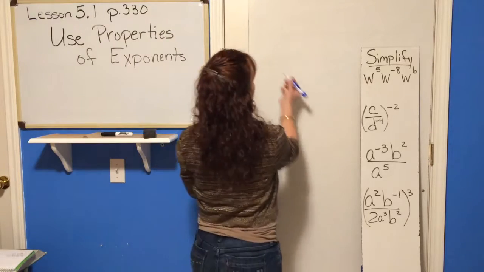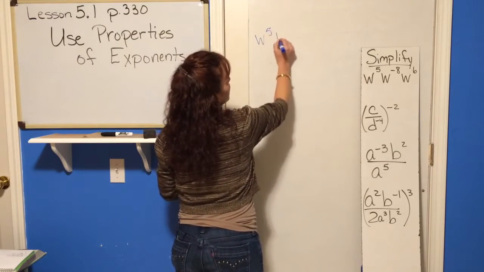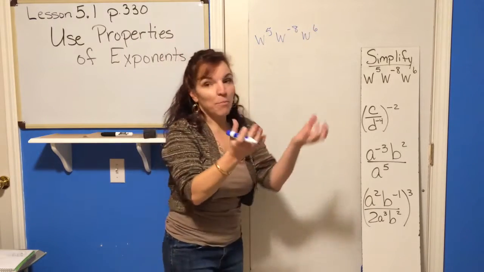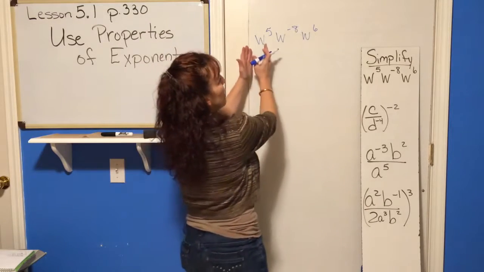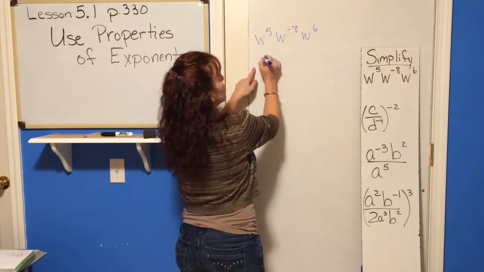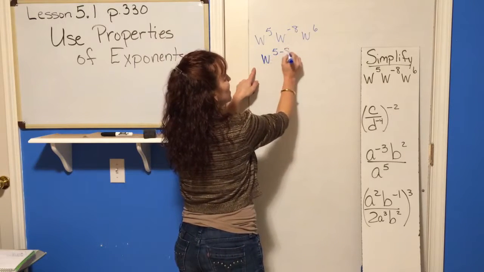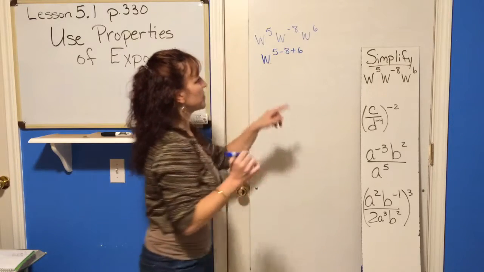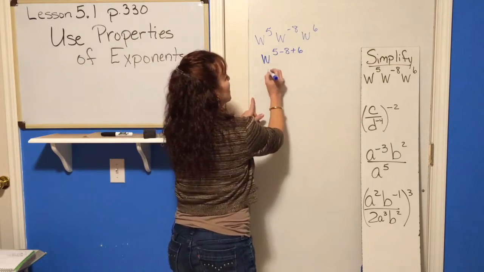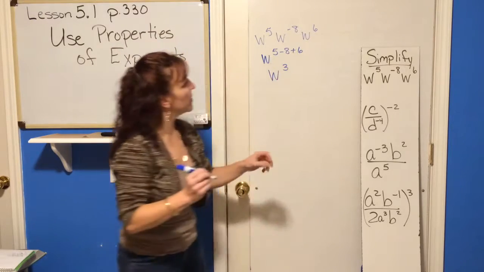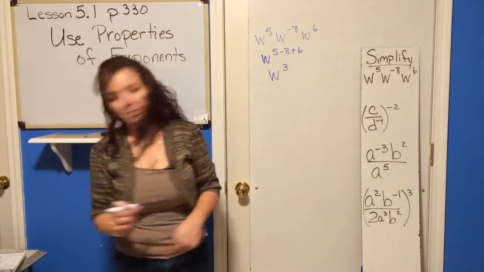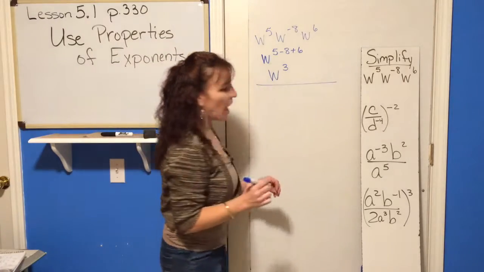Here we go. The first one is going to be w to the 5th times w to the negative 8 times w to the 6th. They're all the same base. So because they're the same base, we're going to add their exponents. So this is w to the 5 minus 8 plus 6. So now we just can combine them. So we've got 11 minus 8, which is w to the 3rd. 8, 9, 10, 11. Yes, making sure. All right. So moving on. I hope that's what you got.